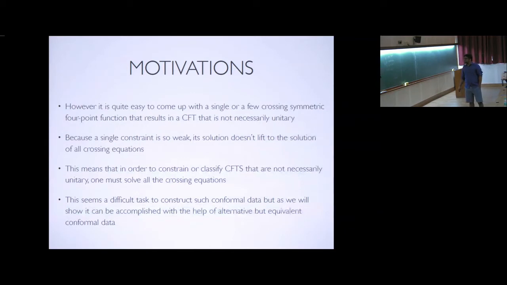So this is a case where if you don't impose unitarity on a single or a few crossing equations, you are getting a result which is extremely weak, and in no way does it uplift to a full-fledged non-unitary conformal field theory. So what would you have to do if you want to classify CFTs that are not necessarily unitary? Well, one would have to solve all the crossing equations.